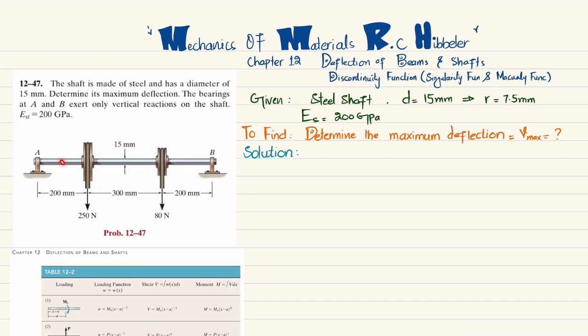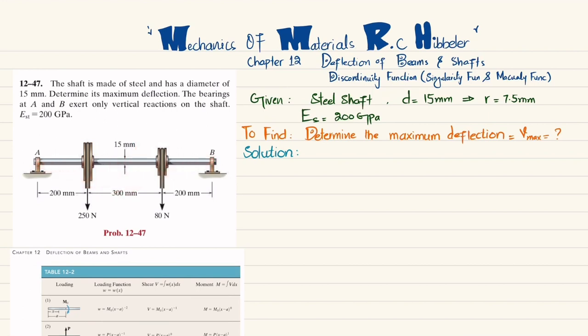So you can see this is the shaft having at A and B bearing which exert vertical reaction force, and there is a load of 250 Newton at this point and 80 Newton at this point. The diameter of this shaft is 15 millimeter, and due to this loading the beam will deflect like this. Clear? So we have to find the maximum deflection, V max. So let's start with the solution.